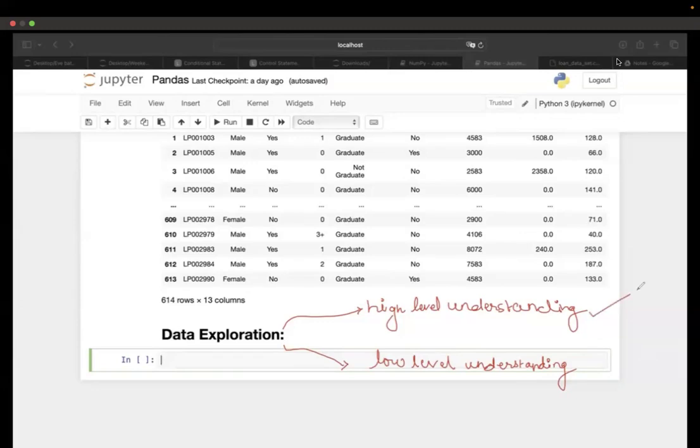Now, let's talk about low level understanding of data. What is low level understanding? It says that we apply the commands on a combination of columns. Previously, it was happening on the whole data set. Now it is going to happen on a combination of columns. When I say combination of columns, it could be univariate, it could be bivariate, and it could be multivariate as well.